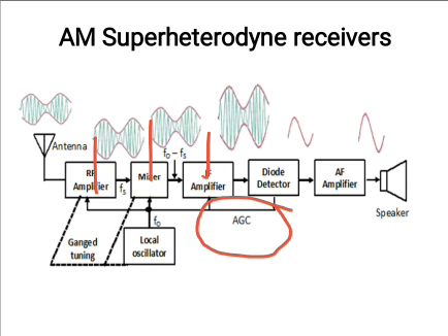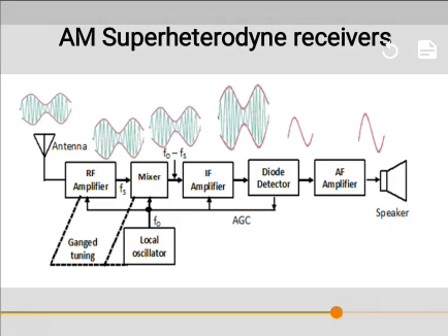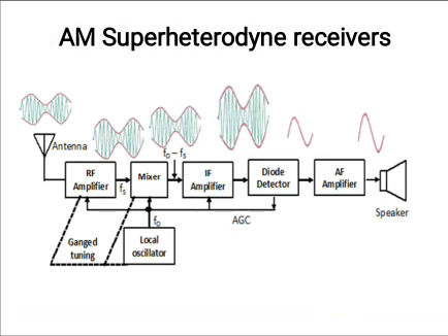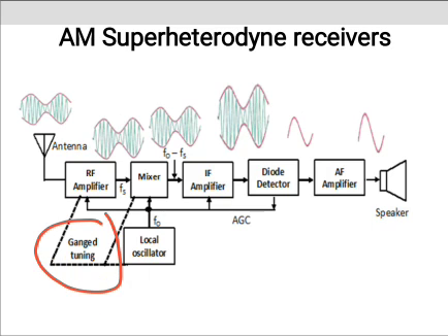Next in the superheterodyne receiver is gang tuning. In this, the 3 stages each have a tank circuit, that means a combination of inductors and capacitors, to produce a particular frequency. The capacitors in these 3 stages are simultaneously changed to produce the intermediate frequency signal by using a gang capacitor.